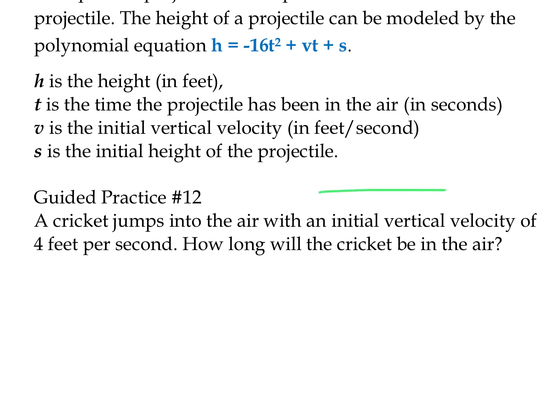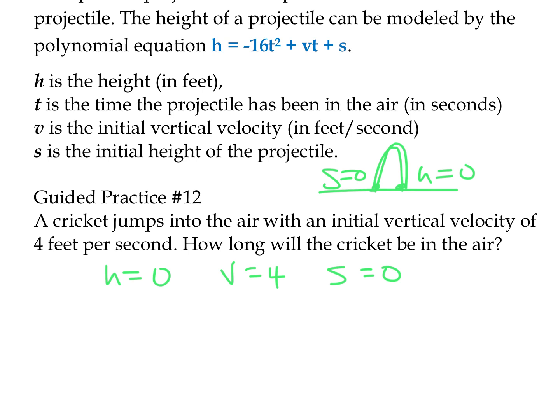What does that look like? Well, if we have the ground here and we have this cricket jumping and going up, it's starting at a height of 0, so the starting height is 0. We want to know when it is back on the ground. Okay, how long will it be in the air? It's in the air until it gets back to the ground where the height is 0. So h is 0, okay? V is 4, the initial vertical velocity. It gives us this 4 feet per second. And the S is 0. So it's starting at a height of 0 on the ground. We want to find out the time when it will go back to that height of 0.